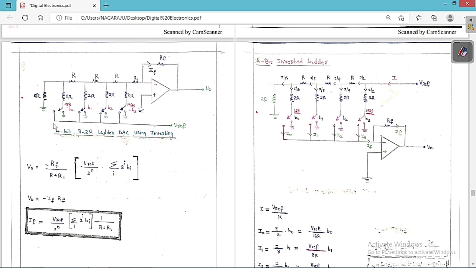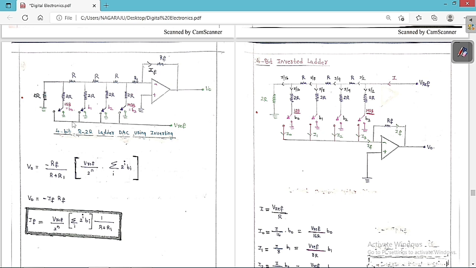Suppose you want to find the Thevenin circuit of this equivalent circuit. The Thevenin circuit will have a Thevenin voltage and a Thevenin resistance. The Thevenin voltage is Vx, which is V reference by 2 to the power of n into the decimal equivalent of the binary input. And the Thevenin resistance is always equal to R.